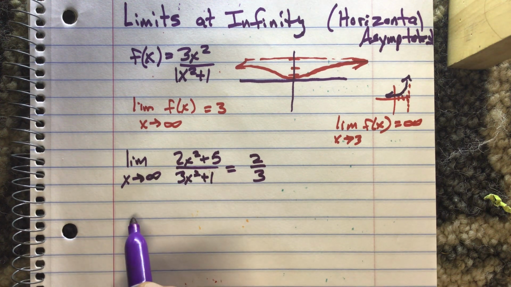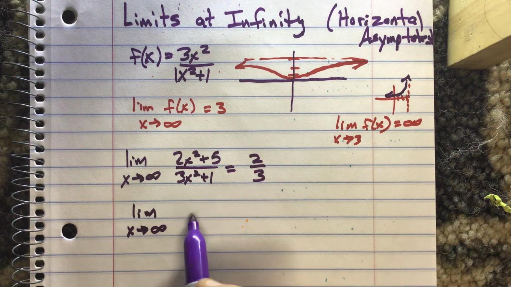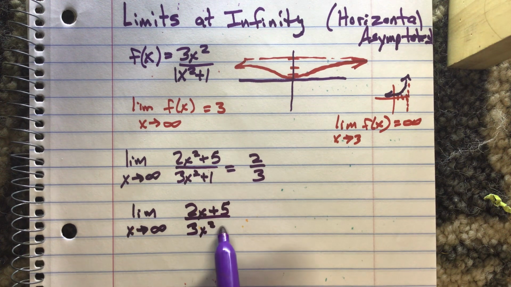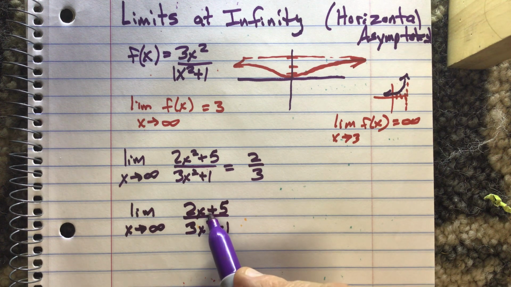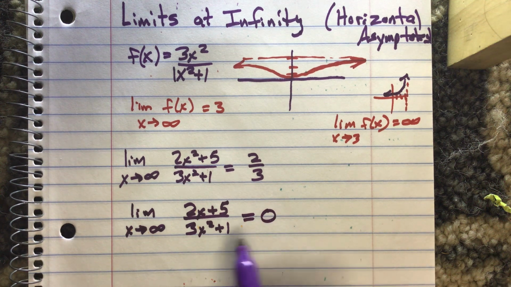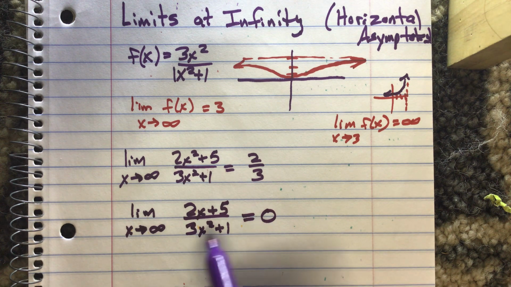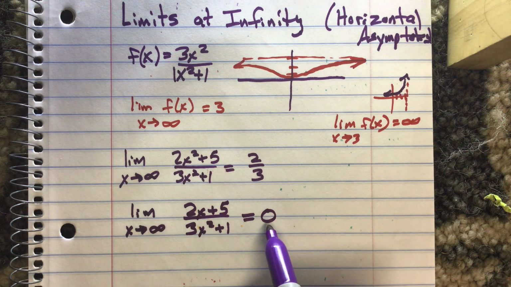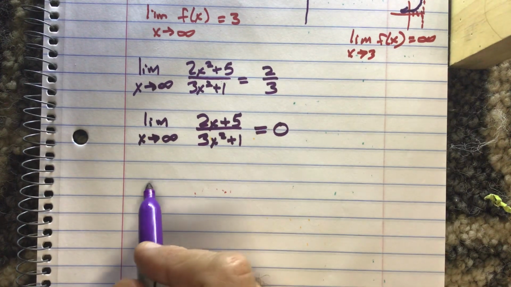On the next example, we have the limit as x approaches infinity of 2x plus 5 over 3x squared plus 1. In this case, the exponent is greater in the denominator than in the numerator. When that happens, we just say that the limit is 0. In other words, the horizontal asymptote is going to be at 0. Again, you do this in pre-calculus when you look at horizontal asymptotes. As x approaches infinity, y is getting closer and closer to the horizontal asymptote, which in this case is 0. So it's nothing more than what you did in pre-cal.